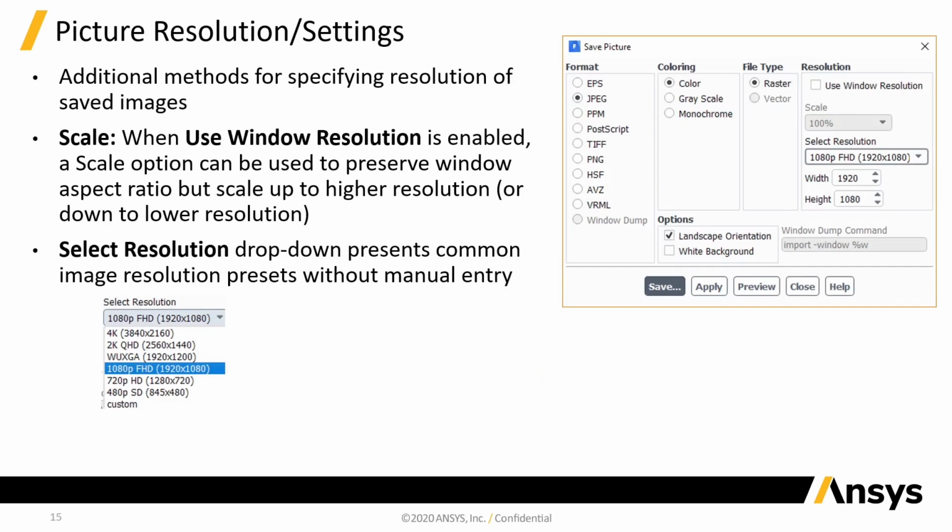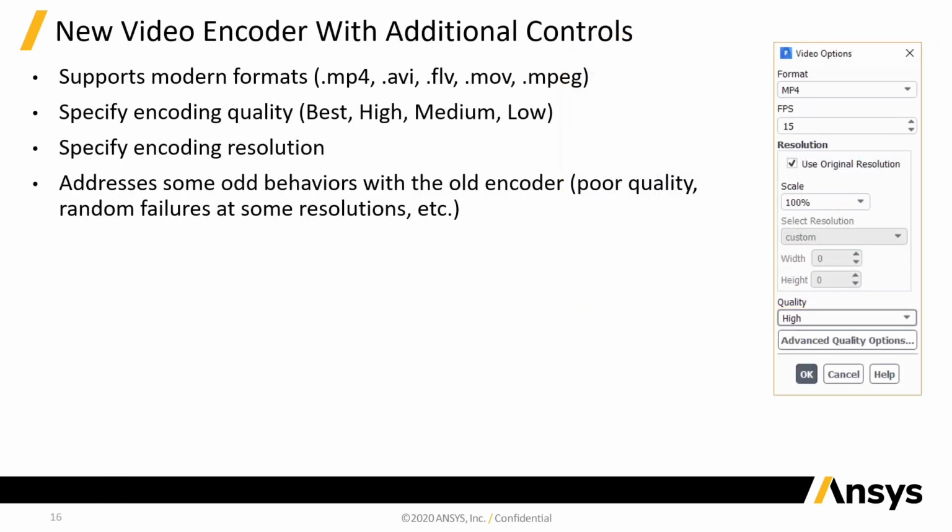Picture resolution has been improved so that you've now got a whole list of standard resolutions that customers have been asking for. And of course, you can make your own. So that gives you a lot more flexibility there. We've added new video encoders, MP4, AVI, etc. So again, you can actually get better videos, and this will address some of the strange behavior that you could get with the older video recorders that are now very outdated.